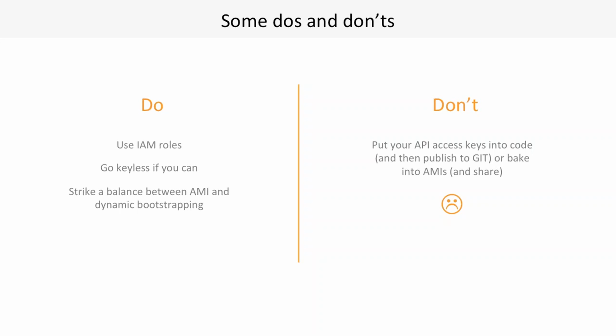Don'ts, do not put your API access keys into code and publish into Git or bake into AMIs and share them. Once anybody has access to your keys, they have access to spin up whatever they want on your account, and you'll get a huge credit card bill. So please do not put your API access keys into code. Always use IAM roles.